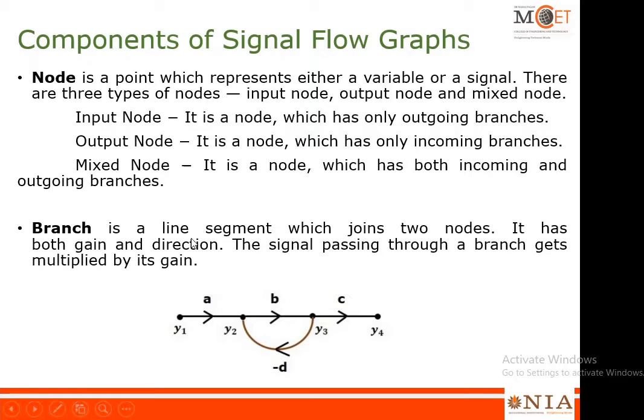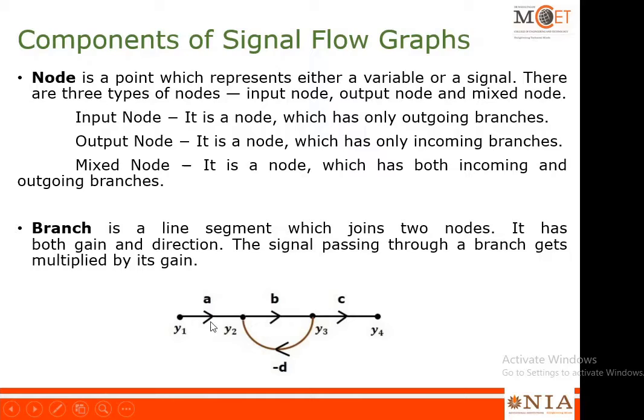This slide gives you an example for signal flow graph. This is a simple example for signal flow graph. Whatever you see here, these lines are called branches. A line segment connecting two nodes is called a branch, and what you write on top of that branch is called the gain of that particular branch.